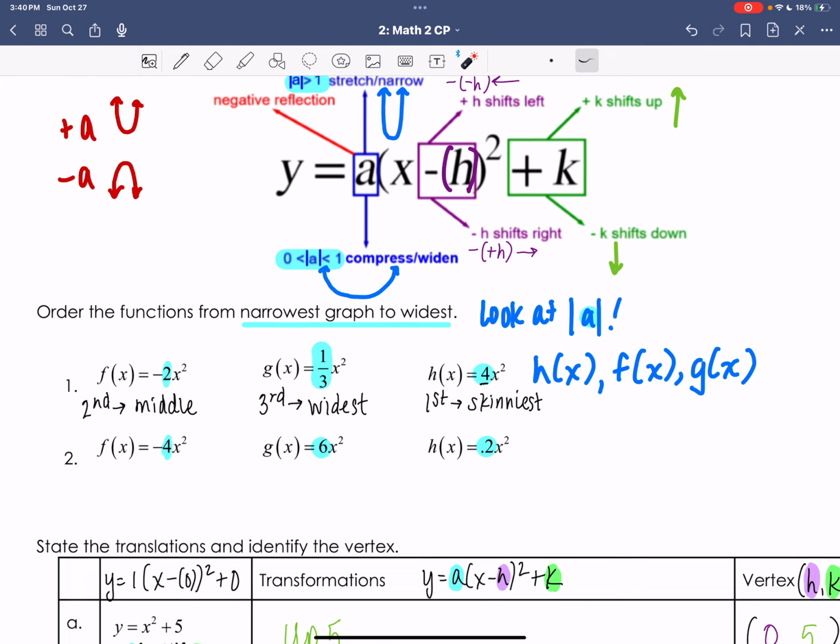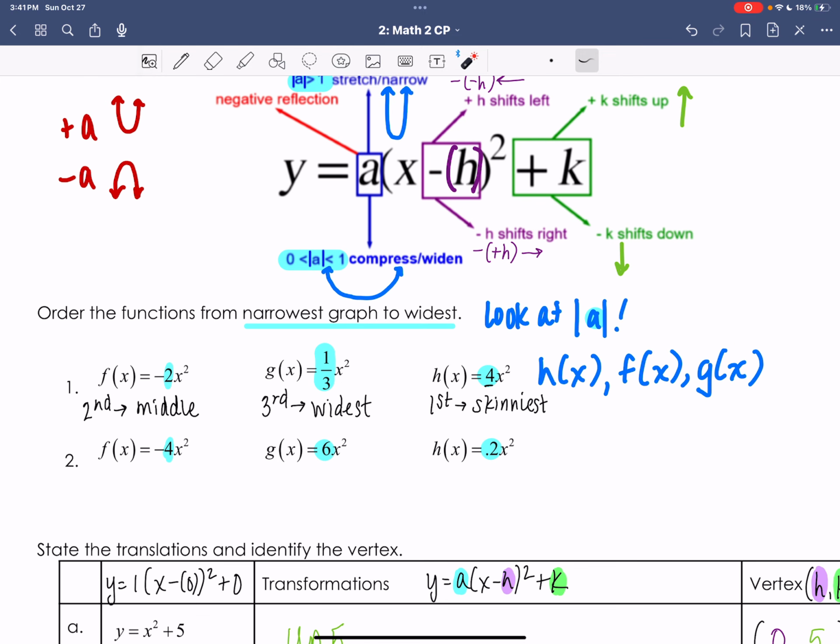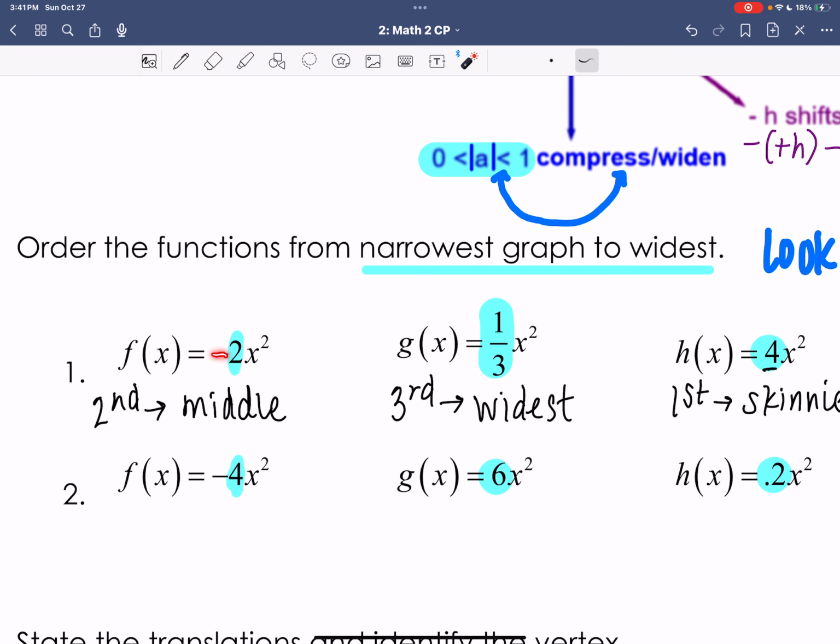All right, so now let's go ahead and let's order the functions from the narrowest to the widest. So remember, look at the absolute value of a. So I highlighted the a values for you, and I did number 1 for you. So what we did here is, even though this is negative, we don't care about that. We're only looking at that part. So we've got a 2, a 1/3, and a 4.